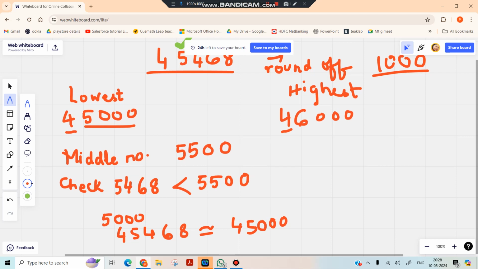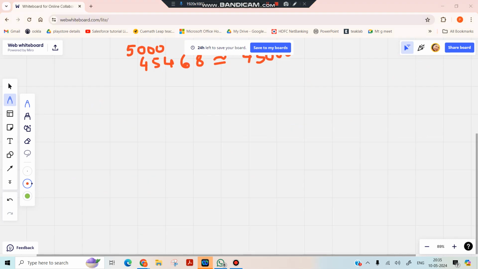So I hope you have understood the steps. Now let's take some examples. And before we dive into the other example, let me recap with you the middle numbers. Say between 0 to 5. Between 0 to 10.